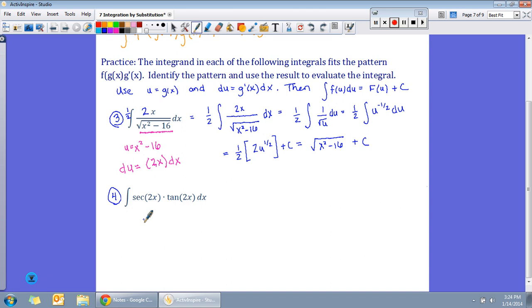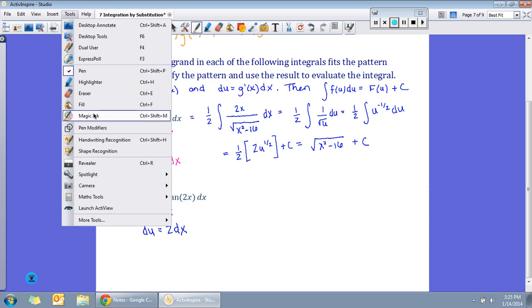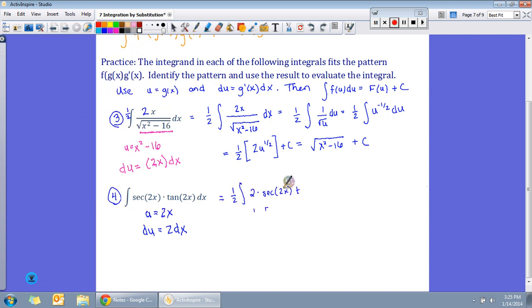For number 4, this one's a little bit trickier, but we have a secant of 2x and a tangent of 2x, so the thing that's inside is our 2x. Our derivative is very, very easy. We have 2 dx. And since our integral doesn't have the 2, that's easy to add. We're going to put a 2 and a 1/2 when we rewrite the integral. So when you go to put it in terms of u, we have 1/2 secant u tangent u du, where the 2 and the dx become your du.